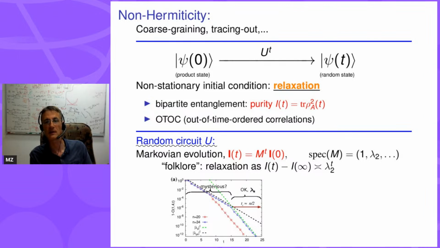Purity I of t is just trace of the reduced density operator squared. So in such situation where the whole evolution is pure, so state is pure at every time, this purity is just one measure of entanglement. So if you start with a product state, purity will be initially 1. So this is the maximal possible value of purity. Then it will gradually decay. The larger bipartite entanglement you have between subsystem A and its complement, the smaller is purity.